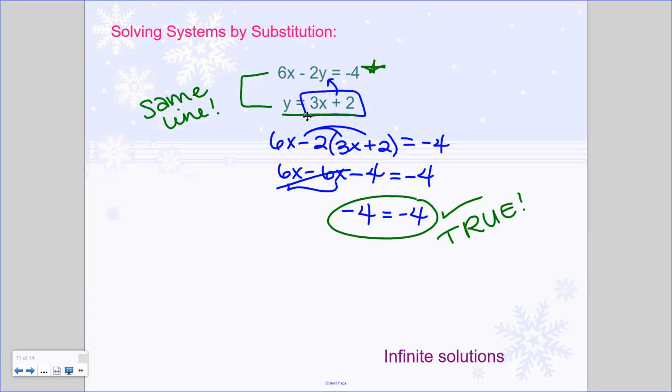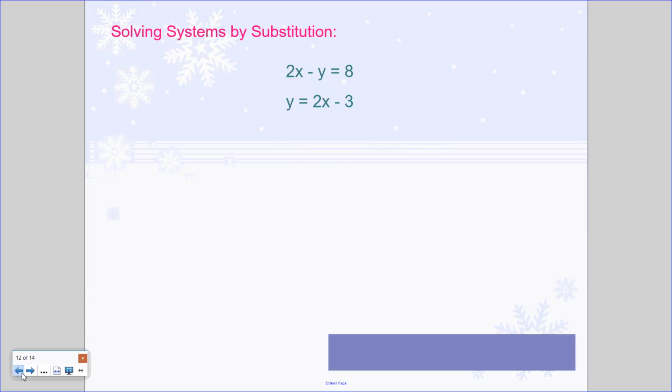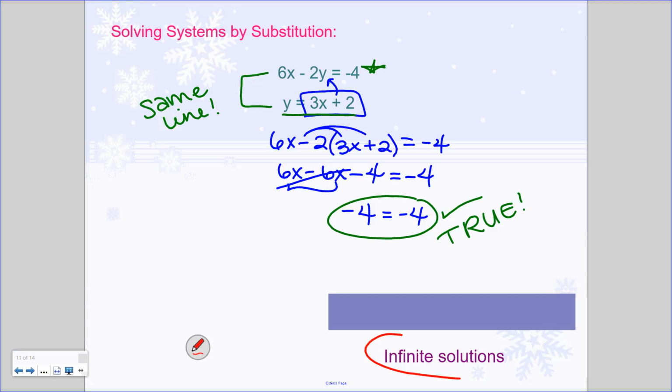While you may not have seen it right from the beginning, if when solving your variables go away and you're left with a true statement, then you have infinite solutions. And you still need to write infinite solutions as the answer.